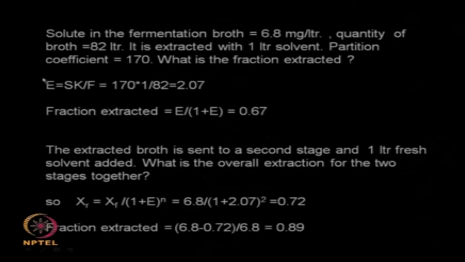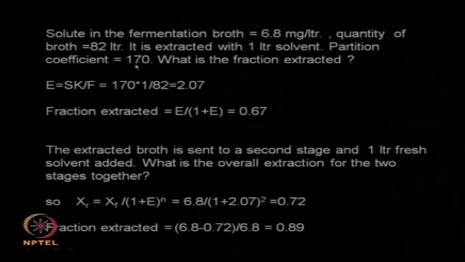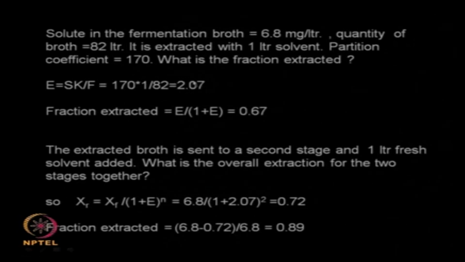Very simple. First you have to calculate E. E is given by S K by F. Your K is 170, S is 1 liter and your F is 82 liters. So you get E as 2.07. Fraction extracted formula is E divided by 1 plus E. If I substitute these terms here, I will get 0.67, that means 67% of the feed can be extracted in a single stage.